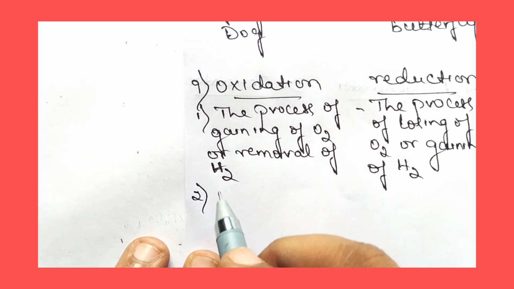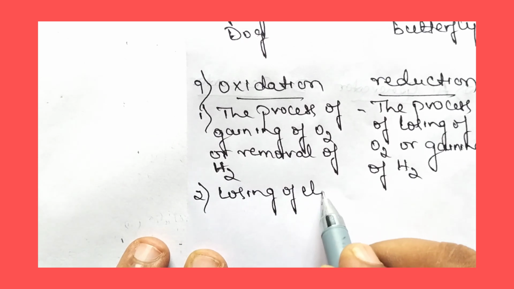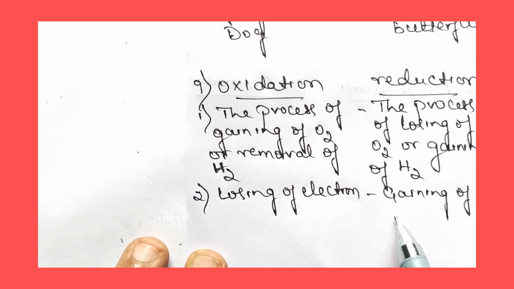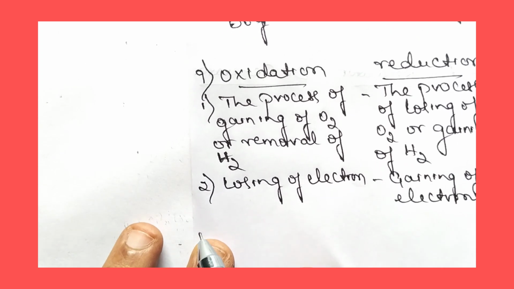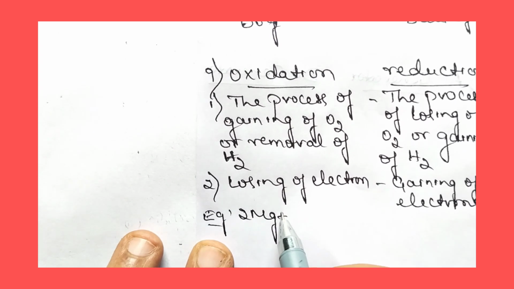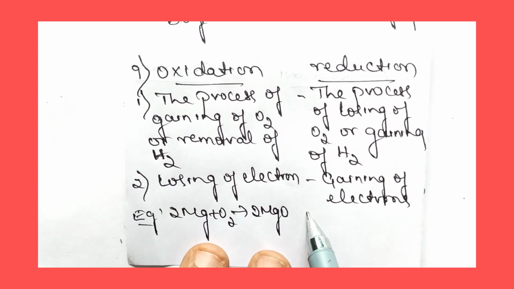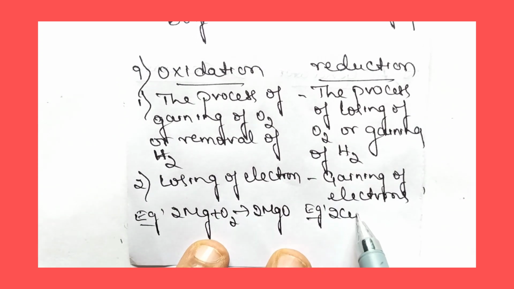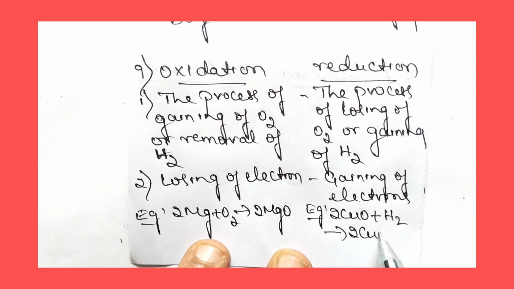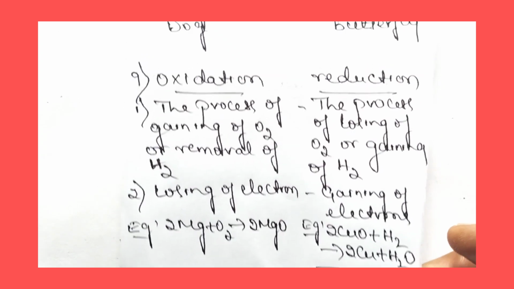Second one: oxidation is losing of electrons, reduction is gaining of electrons. Next, third, examples. For oxidation, 2Mg plus O2 gives rise to 2MgO. For reduction, 2CuO plus H2 gives rise to 2Cu plus H2O. So these are the differences between oxidation and reduction.